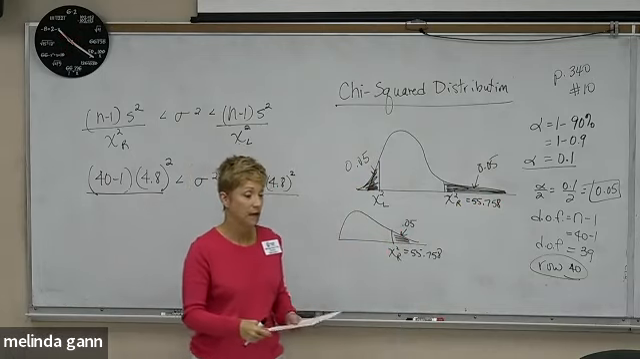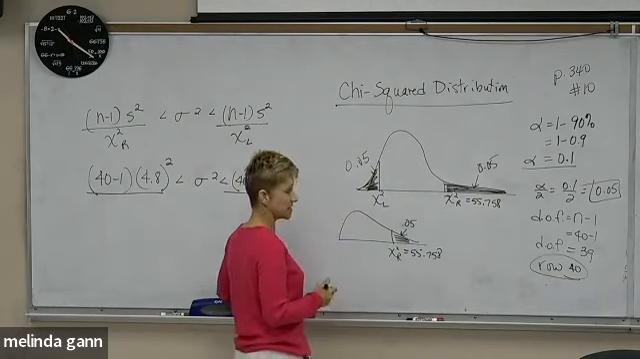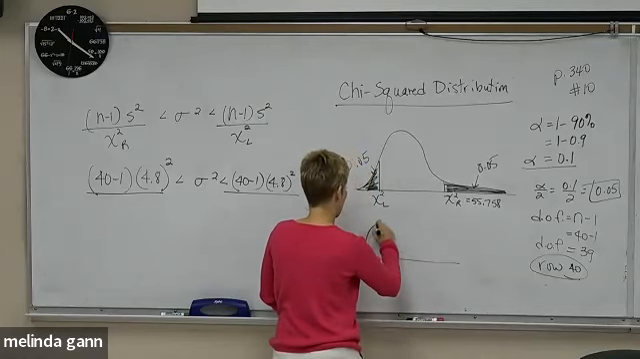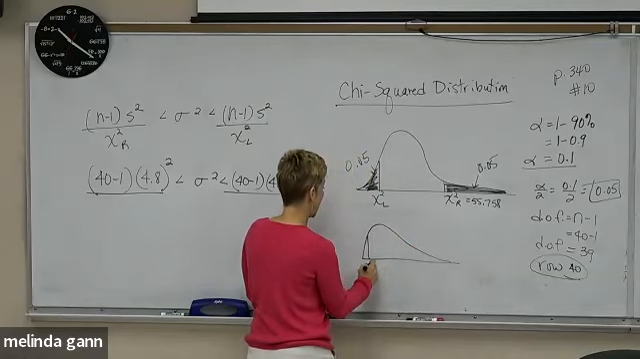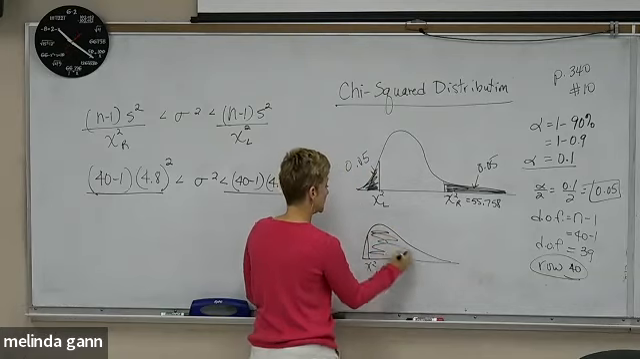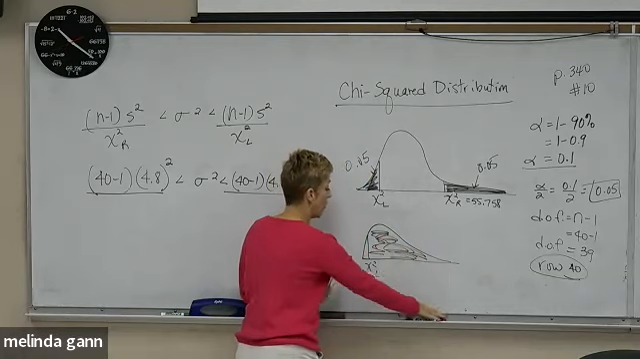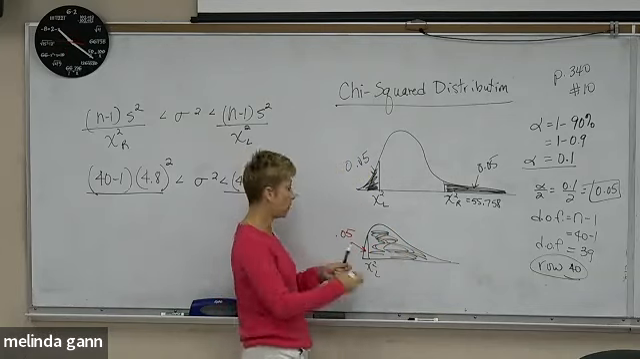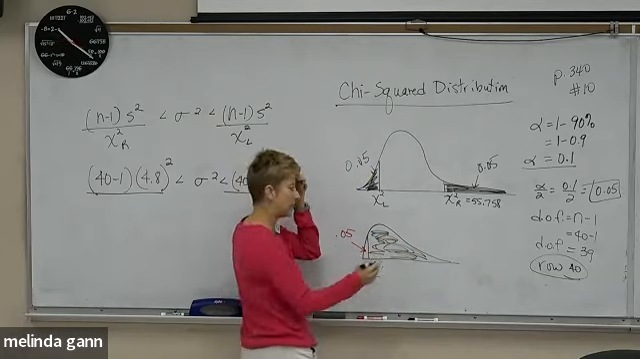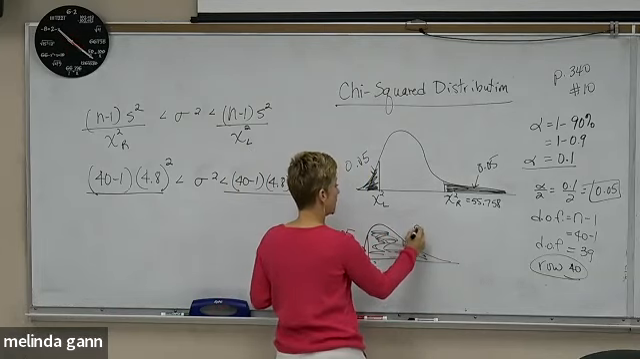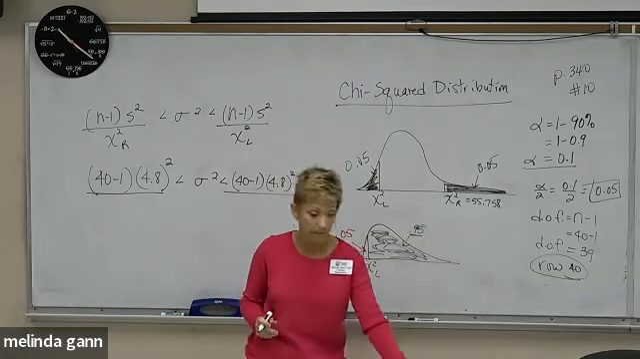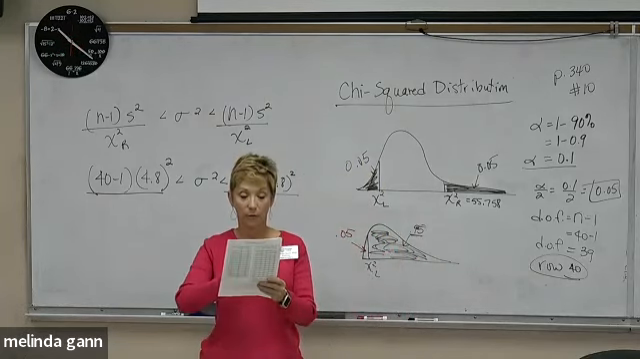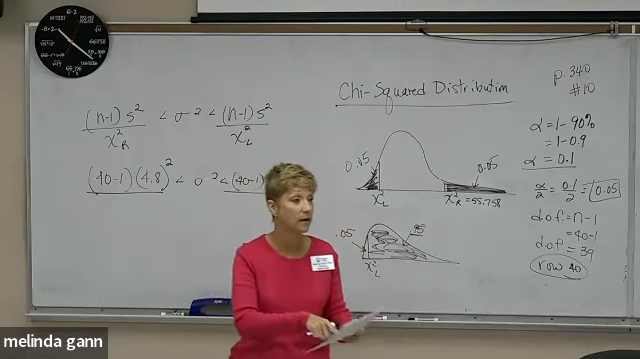All right. Now I'm going to find the left one. I'm going to erase because the board got a little crowded. Now again, I need the area to the right. I know that the area to the left is 0.05. So what's the area to the right? 0.95. So again, now I'm still on row 40, but I'm under the 0.95 column. So 0.95 under row 40. What number did y'all get? 26.509.